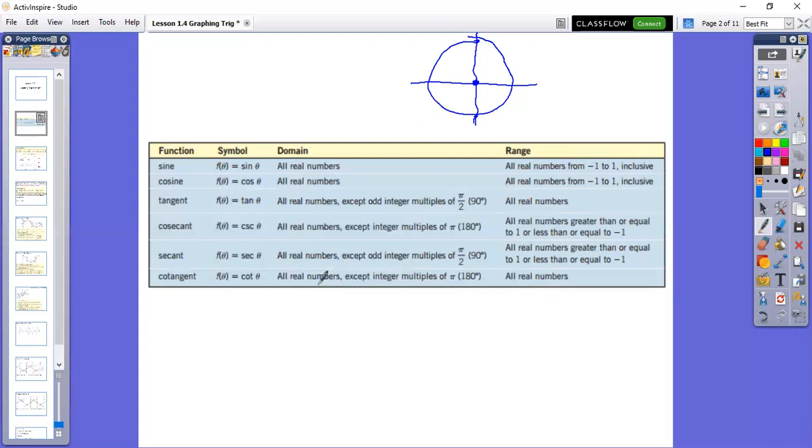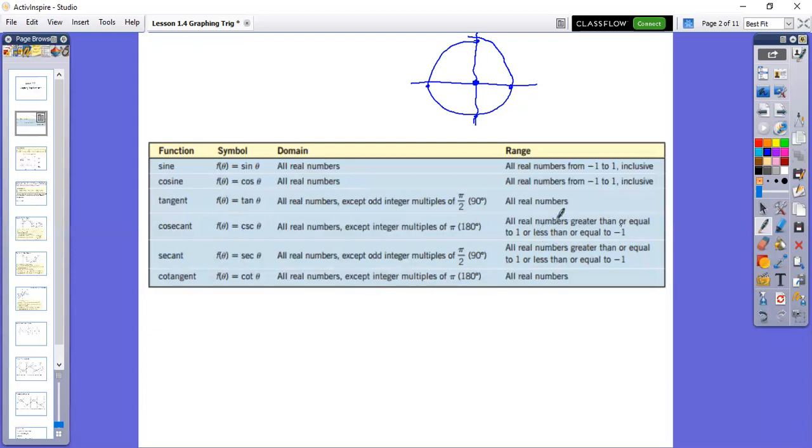So cosecant and cotangent, if you notice, they have the same domain. It's all real numbers except integer multiples of pi. The reason for that is cosecant, remember, is the reciprocal of sine. So 1 over sine is undefined when sine is 0, and sine is 0 at pi, 2 pi, 3 pi, 4 pi, 5 pi, 6 pi. Anytime that I hit the x-axis, sine is 0. So cosecant, which is 1 over sine, is undefined, and cotangent, which is cosine divided by sine, is also undefined at those multiples.